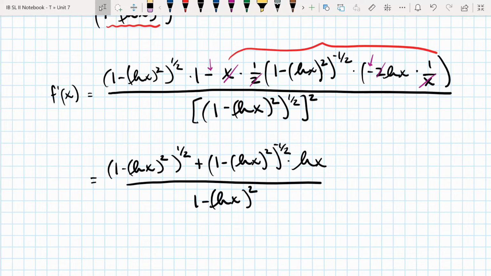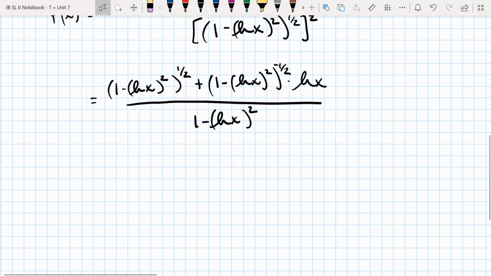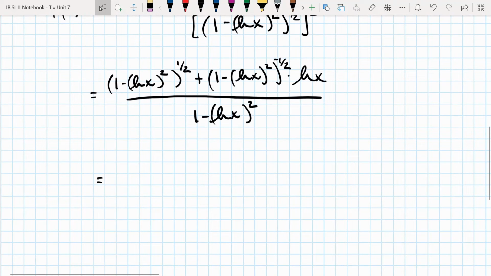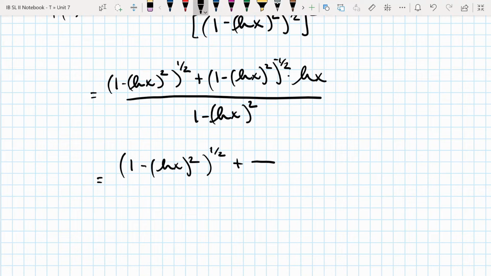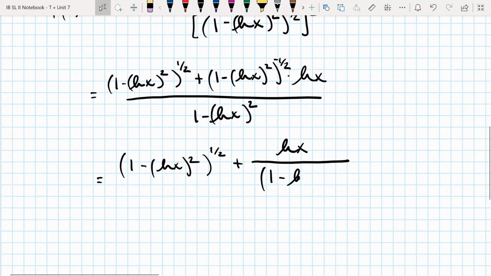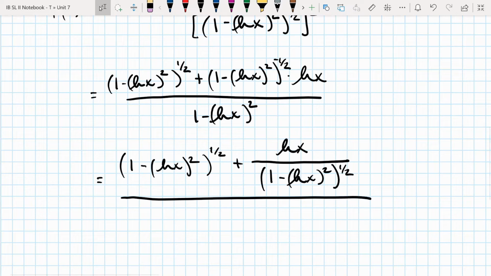What I want to do though is simplify a couple more steps. This should show you how we can rewrite these expressions. So this will stay the same. What we can do here is rewrite the second term as the natural log of x over 1 minus the natural log of x squared to the 1/2, so that this term goes into the denominator. And this will stay the same as well. Let's write it like this.